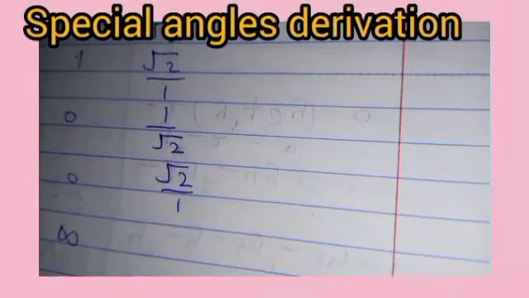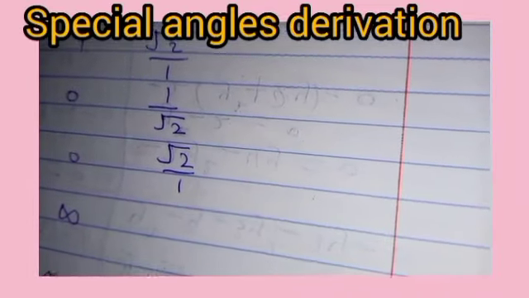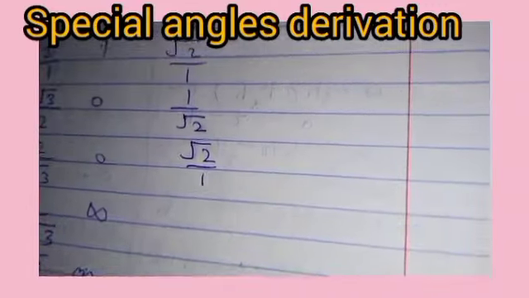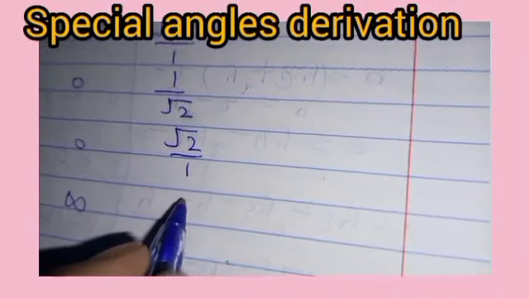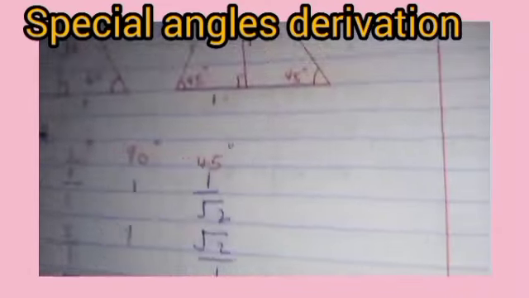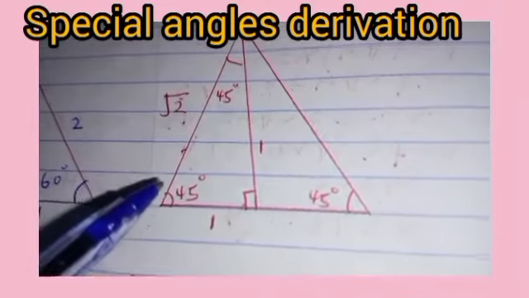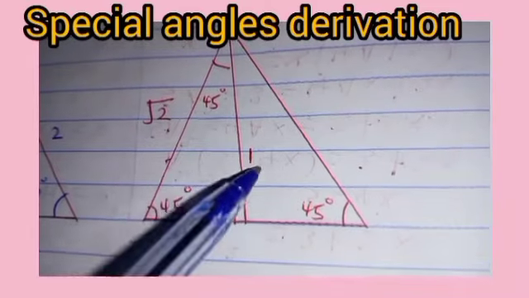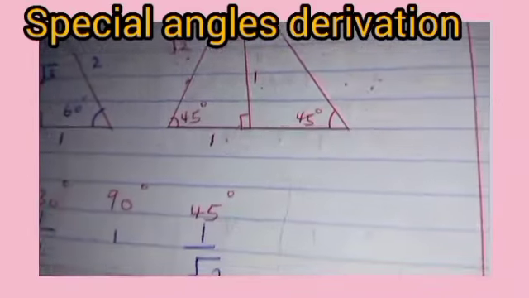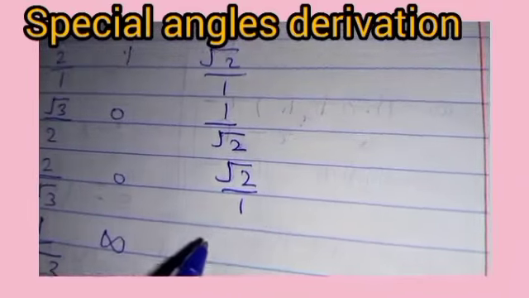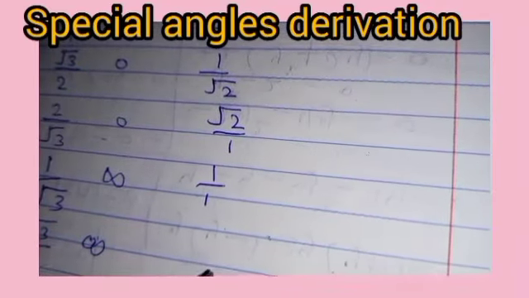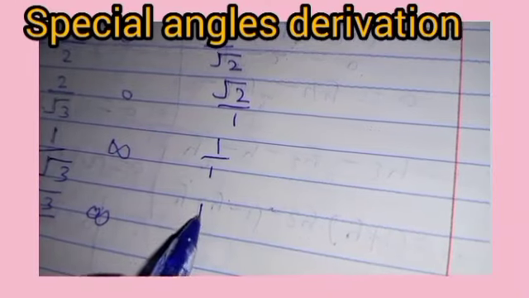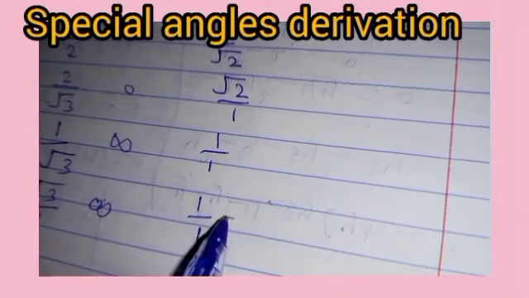And finally we go to tan. Tan of 45 from this diagram will be given by the opposite, which is 1, over adjacent, which is 1. So tan of 45 is given by 1 over 1. And the cot of 45 is also given by 1 over 1. This is the same as 1.